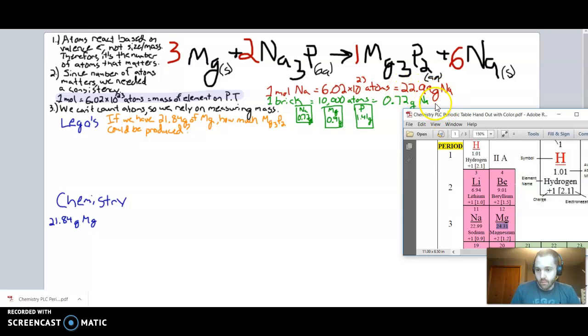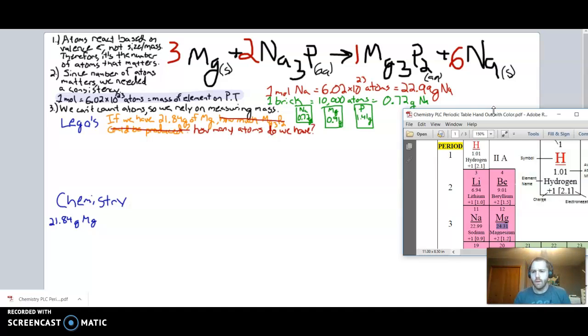So what I just want to make sure you're able to do is solve for the number of atoms in something. So let's actually build off of this same problem, but instead of saying if we have 21.84 grams of magnesium and asking to solve for how many grams of magnesium phosphate could be produced, what if we just change this and said, if we have 21.84 grams of magnesium, how many atoms do we have? Because again, I want you to see just how these processes build.